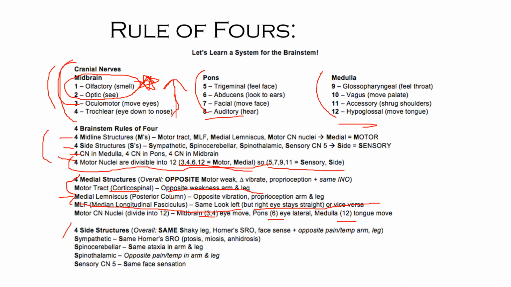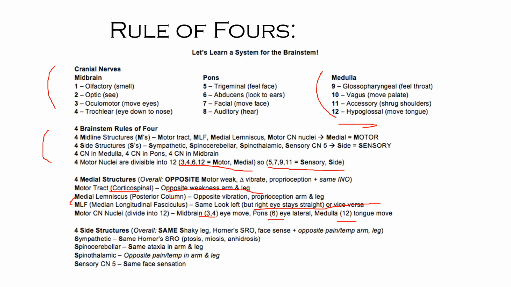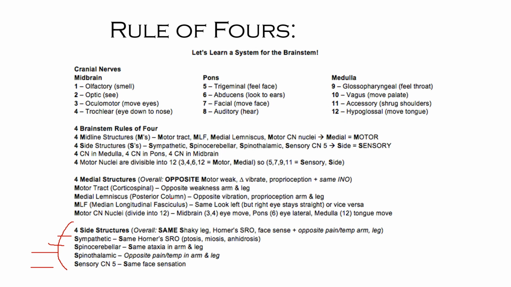4 side structures, what were those? Let's erase some of this so it doesn't look so crazy. It already looks a little intimidating, but it'll make more sense. We'll flesh it out, I promise. 4 side structures: sympathetics, spinocerebellar, spinothalamic, and sensory 5.